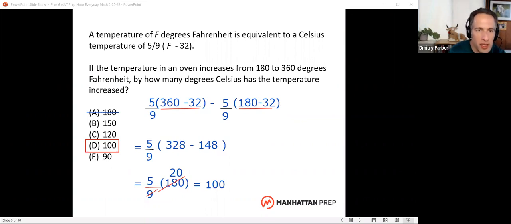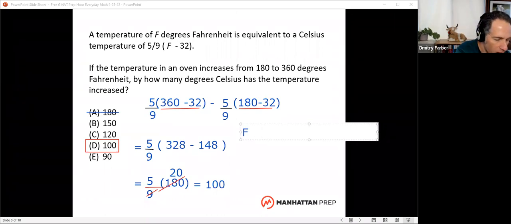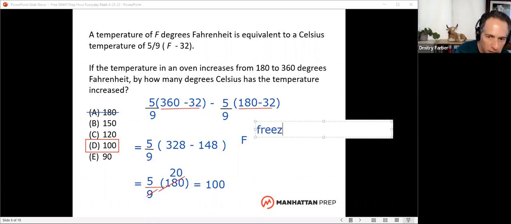The 32 just is because, to bring in the real world part of it, 32 is because in Fahrenheit, we have boiling at 212 and freezing at 32.